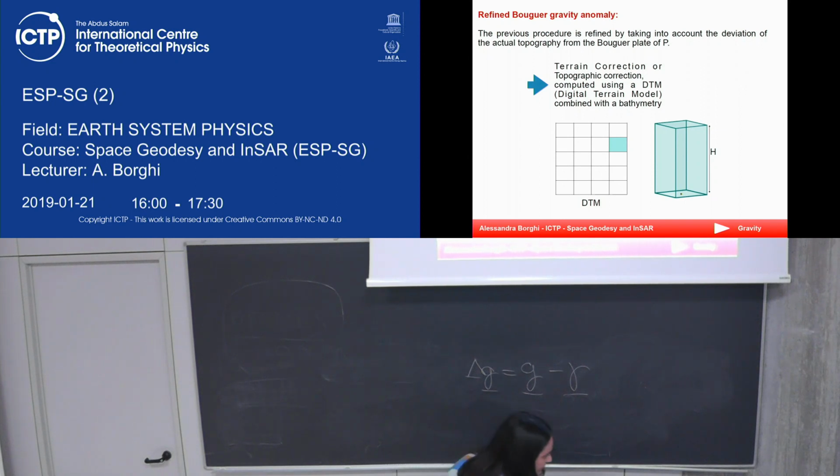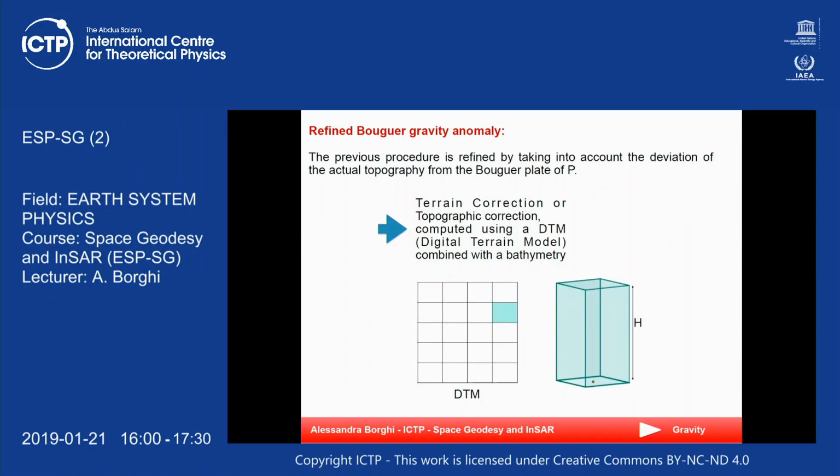Now we have data from this SAR mission. Sorry, I forgot to switch. No, sorry. You see, it's difficult to do the lesson and to look at the recorder.